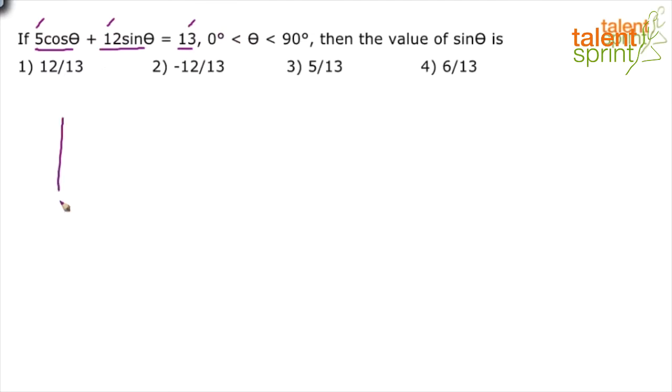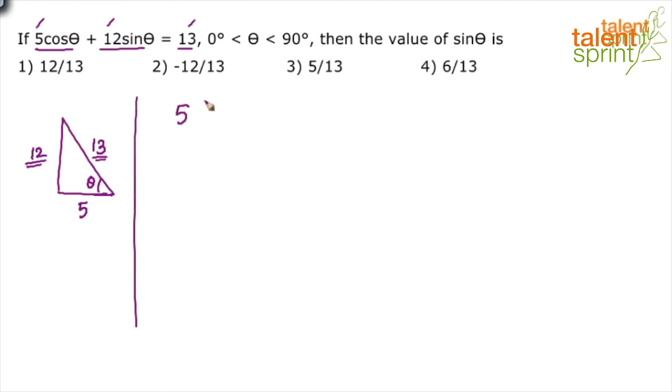I mean, if you draw a right angle triangle here, you know that 5 can be taken as the base, 12 can be taken as the perpendicular side, then hypotenuse would be 13, right? That's the only possibility. And in such a triangle, if you have to find out, let's say, sin theta, so sin theta, you know, is opposite side by hypotenuse, right? So 12 by 13 would be the answer, right? Option 1. But then how do we do it otherwise, right? Let's say if you don't get this, then how do we do it otherwise?